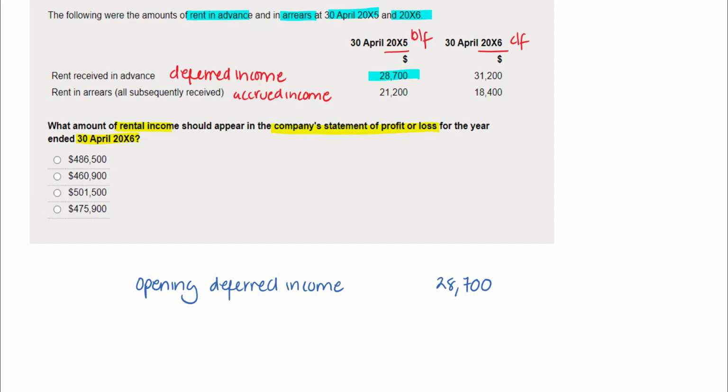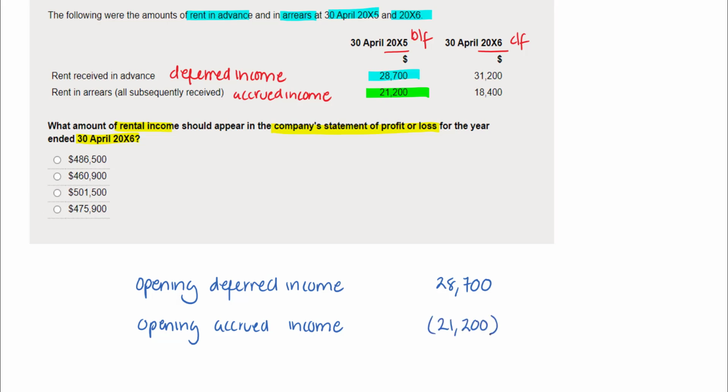The next thing we're going to do is deduct the opening accrued income. The opening accrued income would represent a balance that was outstanding at the end of last year because it was income that was truly earned in the previous year. It would have been added last year, but this year it's not relevant for our numbers. We're going to be deducting that accrued income, and that is the 21,200.